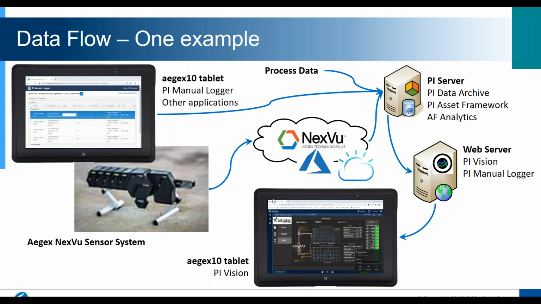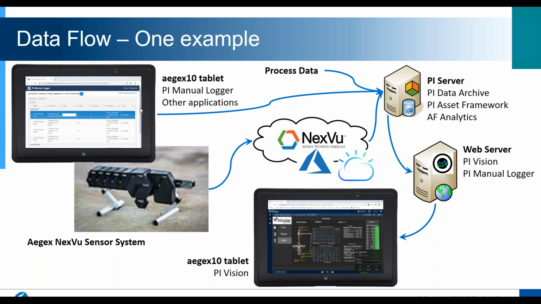For this scenario that we're talking about today, we've got an example data flow, and it could start with a NexVu sensor system that's installed in a plant, or it could be portable, and that's generating sensor data from ambient gases, weather, and other ambient conditions. At the moment, it's sending them to the cloud, whether that's the NexVu cloud or other cloud services. And the NexVu cloud is then sending that data onto the PI server. So we're getting the ambient conditions sent to PI.